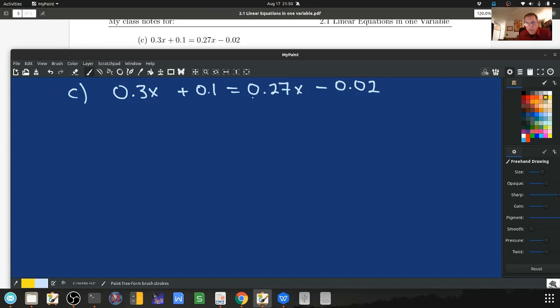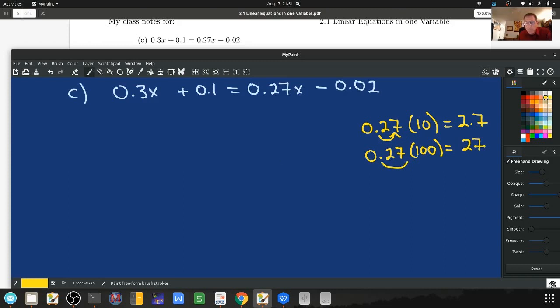Let's look at this term right here, 0.27x. Let's just look at 0.27. What happens if I multiply it by 10? Well, that means I just move the decimal place over. I get 2.7. Oh, well, it's still a decimal. I want to completely get rid of the decimal. So if I multiply it by 100, I move the decimal over 2 places and I get 27.